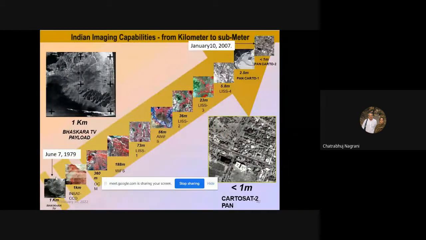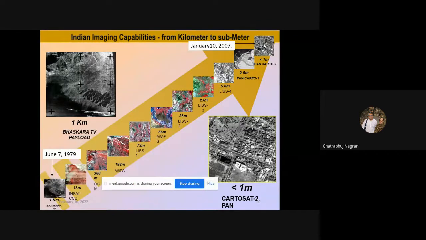Here, you can see how the development of ISRO satellites started. On June 7, 79, we launched Bhaskara 1, which had a resolution of 1 kilometer. You can see how the picture looks from 1 kilometer. After that, on January 10, 2007, we launched Cartosat 2. Then we launched the Cartosat 2 series, 2A, 2B, 2C. 2C, 2D were slightly better than this.